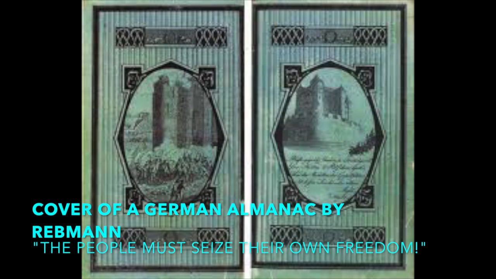This image is the cover of a German almanac designed by the journalist Andreas Rebmann in 1798. Children, in this image, the French Bastille being stormed by the revolutionary crowd has been placed next to a similar fortress meant to represent the bastion of despotic rule in the German province of Kassel. And accompanying the illustration is a slogan: the people must seize their own freedom.